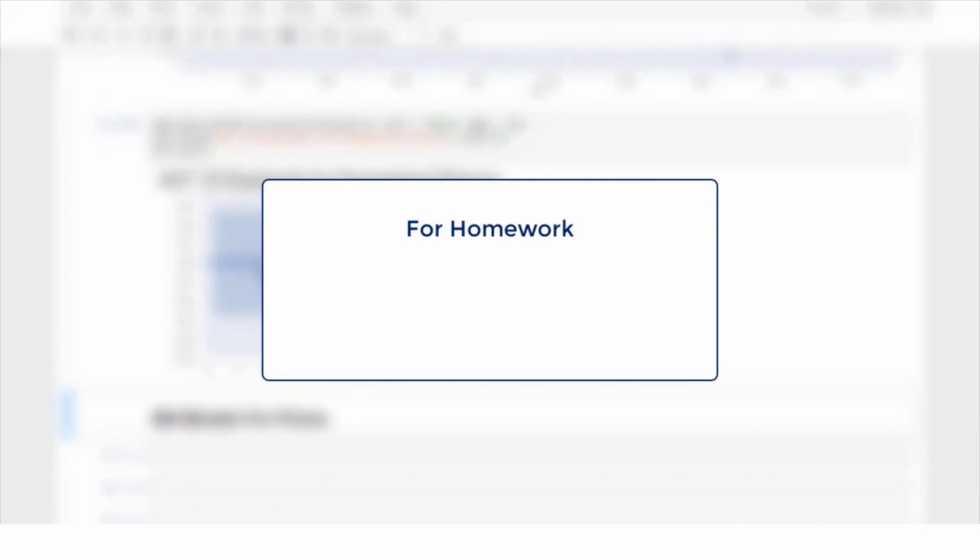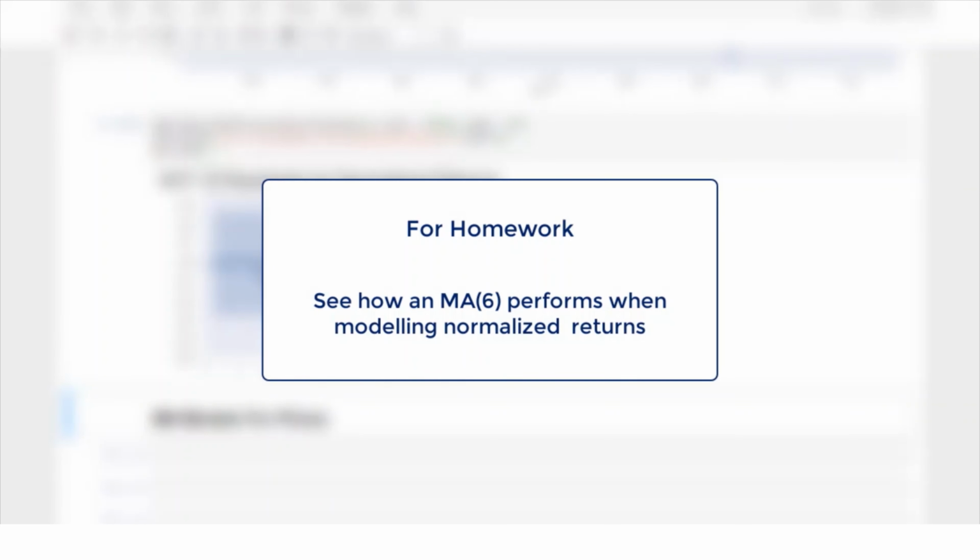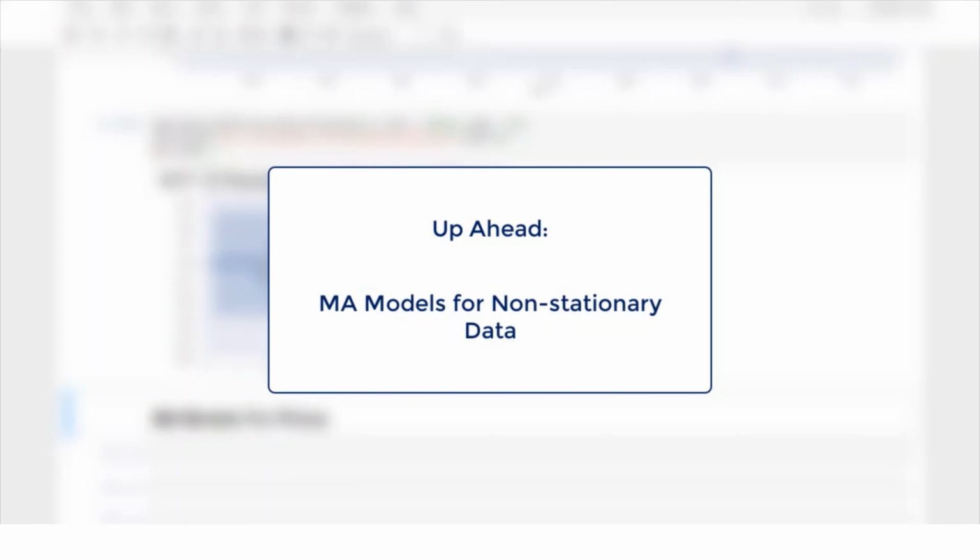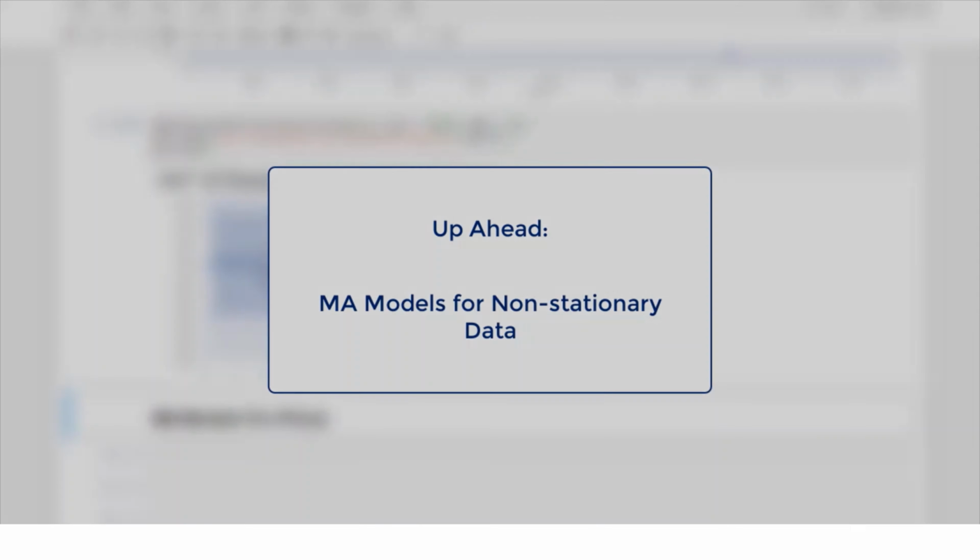For homework, you can try and see how an MA6 model performs when modeling normalized returns. Of course, if the results are strikingly similar, make sure to conduct the LLR test in order to support our claim of choosing the more complex model. Now that we're done fitting moving average models for normalized and non-normalized returns, we're ready to test how they perform using non-stationary data. Thanks for watching.